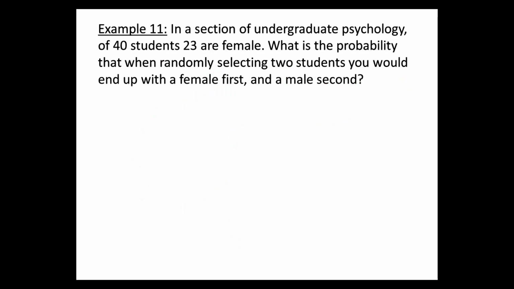So let's say you got, this is an example where a tree diagram would work really nicely, I think. You've got an undergraduate psychology class. It's got 40 students, and 23 of them are female. Let's say you're going to randomly select 2 students. What's the probability that you end up with a female first and a male second?